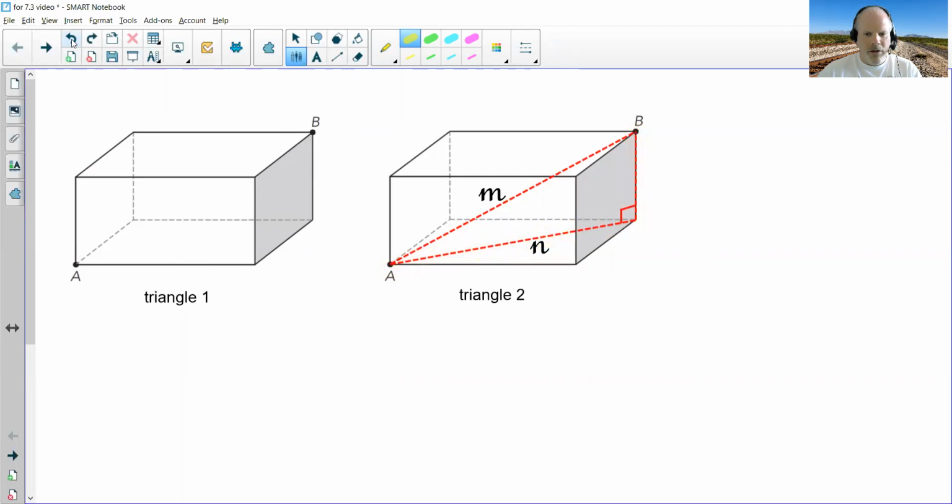If we were to do that, that means that we have to walk along this diagonal. Now we can figure out how long that line is using the Pythagorean theorem as long as we know this side and this side.